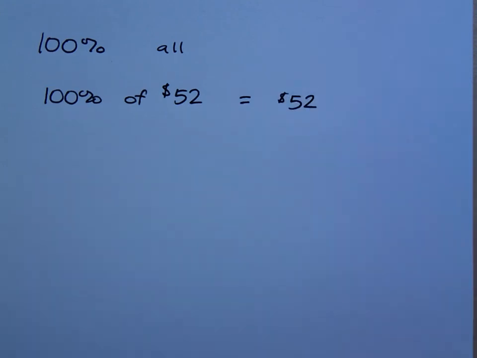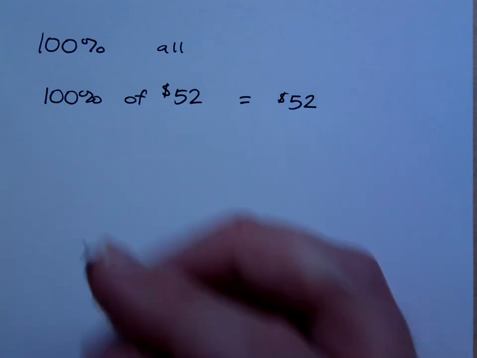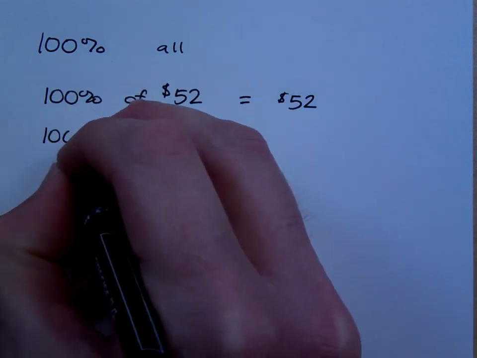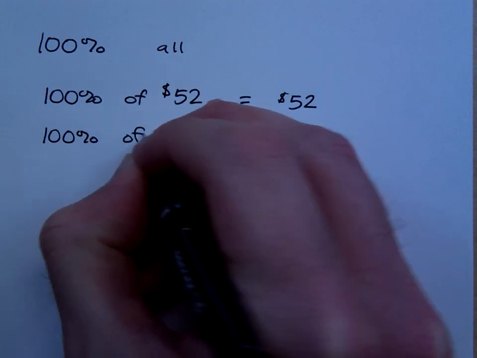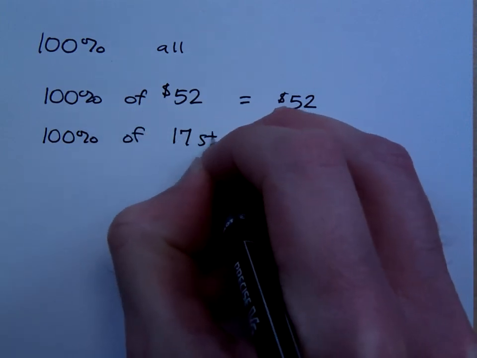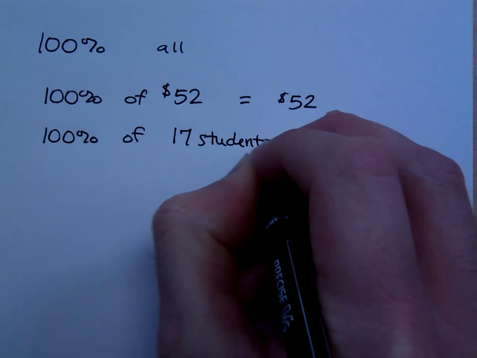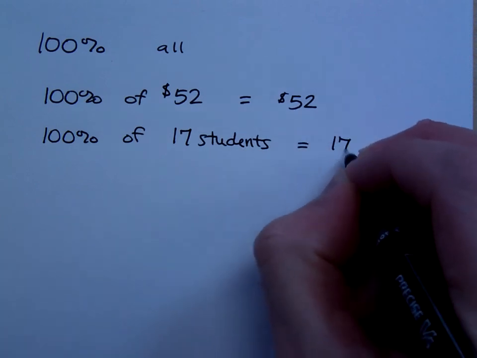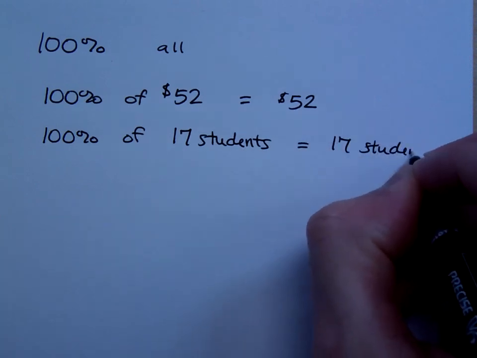Everything. Now see, we like shopping discount. We talked about this the other day, right? Half off. Some of you like the 5-finger discount, which means 100% off, right? So what is 100% of 17 students? That's 17 students. That's everything, right?